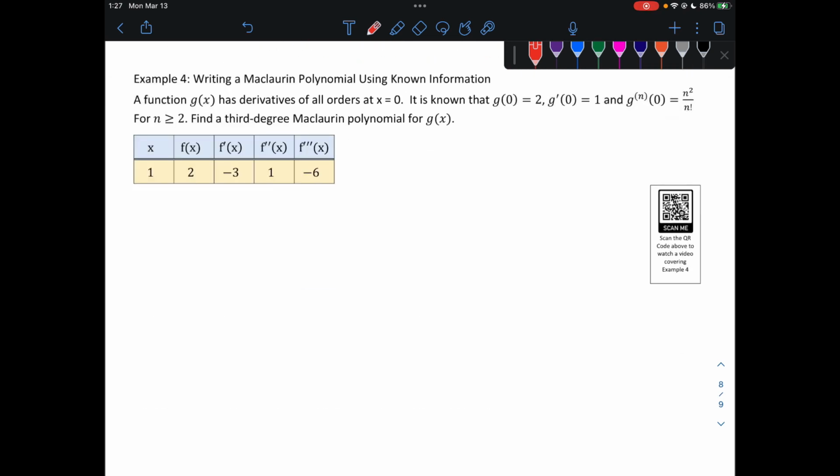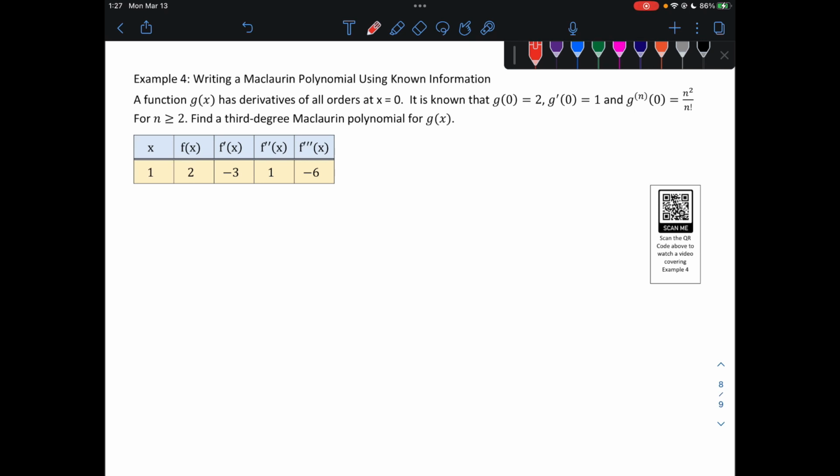Okay, number 4, write a Maclaurin polynomial. A function g has derivatives of all orders at x equals 0. It is known that g of 0 is 2, g prime of 0 is 1, and the nth derivative of g at 0 is n squared over n factorial for anything where n is greater than or equal to 2. Okay, and we want a third degree Maclaurin polynomial.